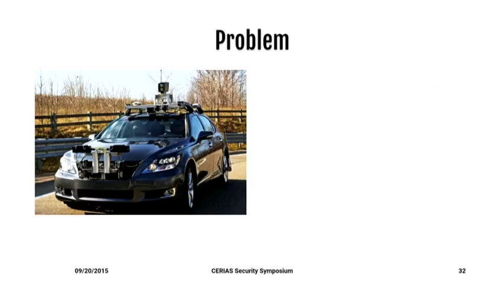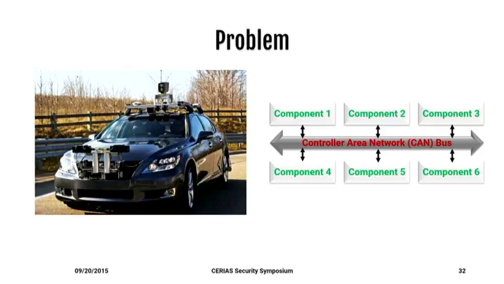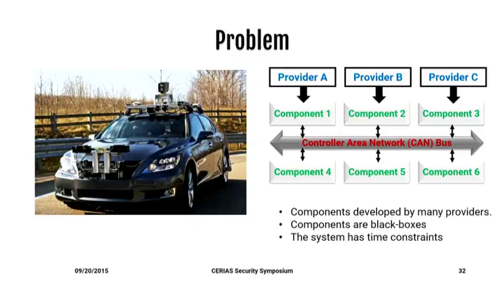Okay, so the basic problem is you have a car. It's basically a system with different components. They talk to each other through this thing called a controller area network, or CAN bus. It's basically message passing. You broadcast a message, and everybody reads it and knows whether the message is for them. Okay? So one of the problems is that these are basically black boxes, and they are developed by different providers.